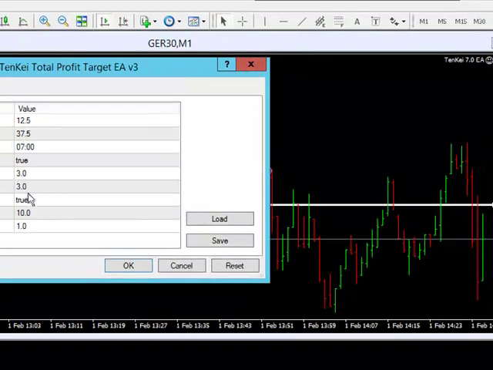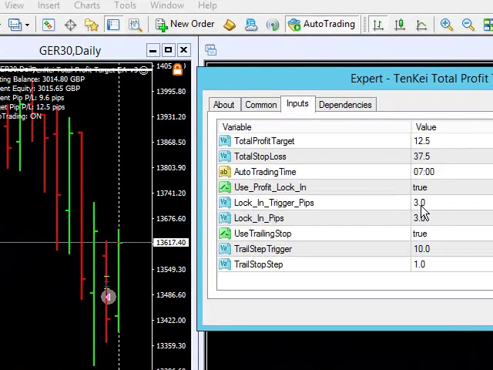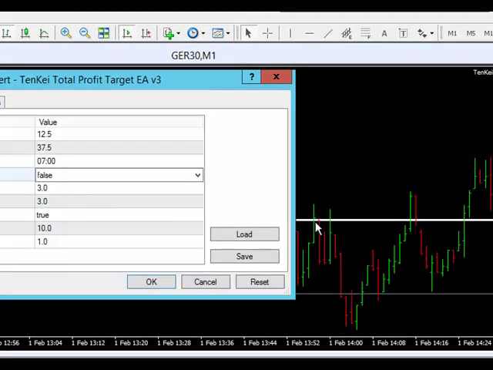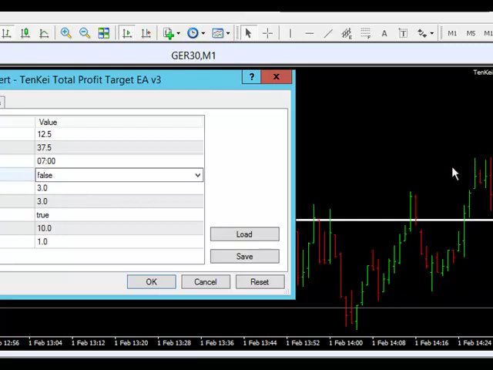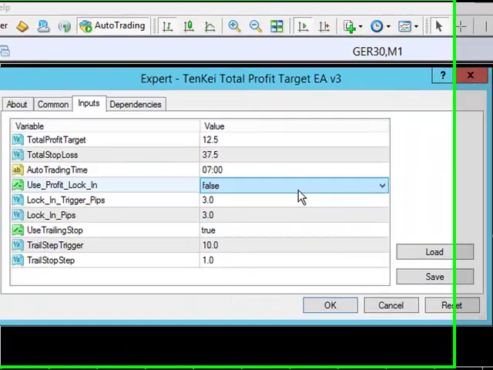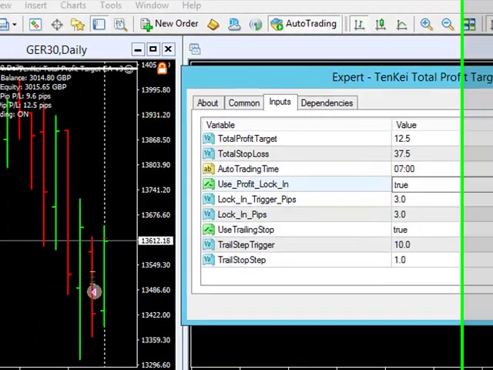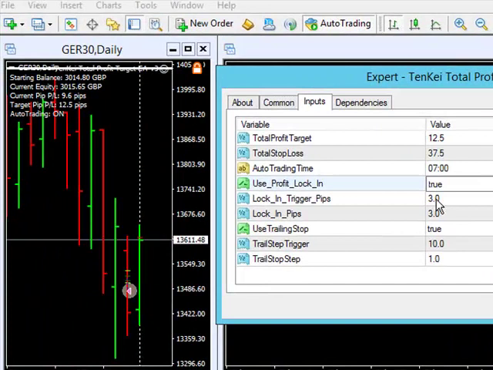But you can use this in a different way, where you say no, I don't want to lock in profits because you just want to let it ride, so to speak. But I would say the safest way, like an insurance, is to set this to true. And if you find a good reason for setting it to false, let us know, please.